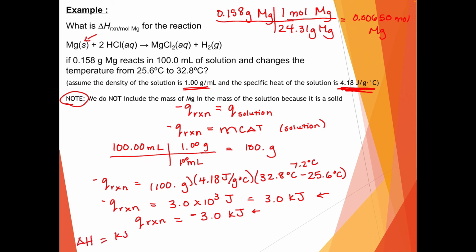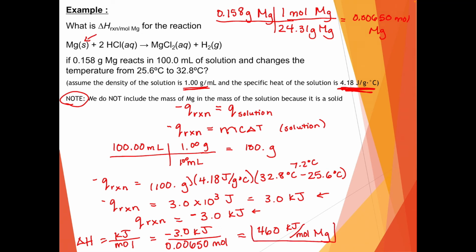Delta H is in kilojoules per mole. So that will be our negative 3.0 kilojoules per 0.00650 moles of magnesium. And when we divide those up, we get that that means we have 460 kilojoules per mole of magnesium. And that would be our answer.